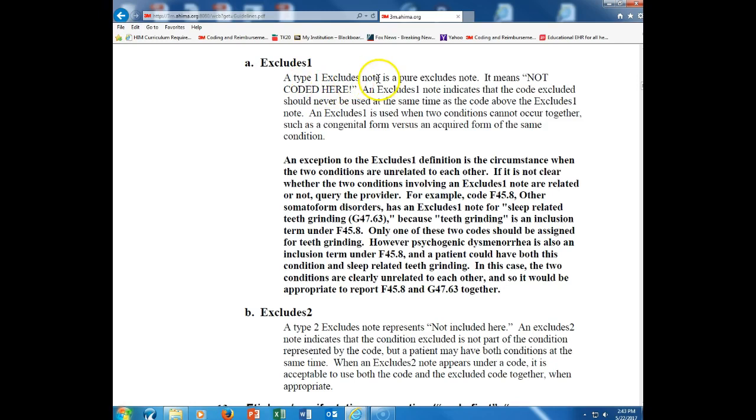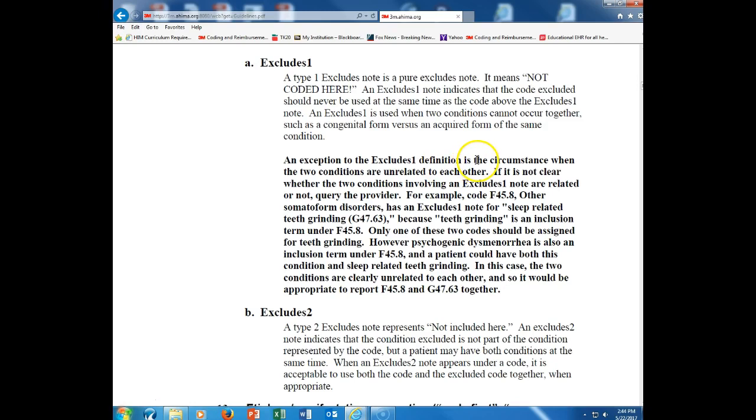When we have an excludes 1 note, it means not coded here. So if your diagnosis code is included as an excludes 1, it means that that code and the code you're coding should not be coded together, and I'll show you examples of this. It's used when two conditions cannot be coded together, such as a congenital form versus an acquired form of the same condition. So it can be either congenital or acquired, but it can't be both. But there is an exception to the excludes 1 definition, and I'm going to tell you right now that there are many exceptions to rules in coding.